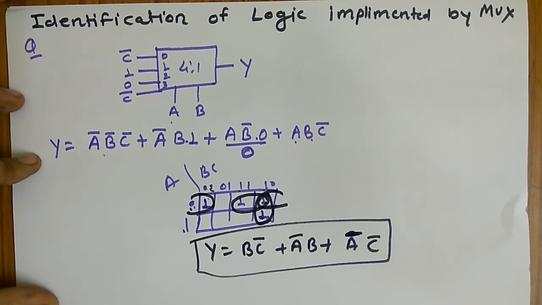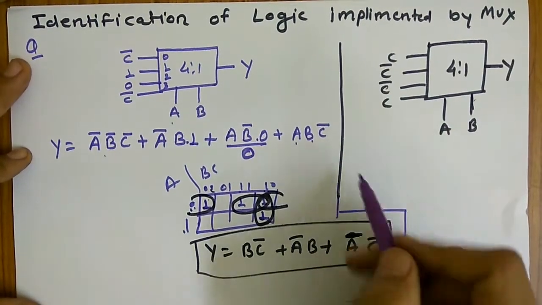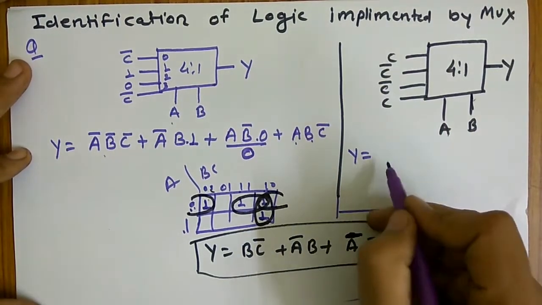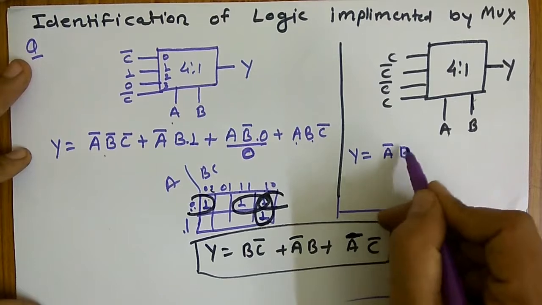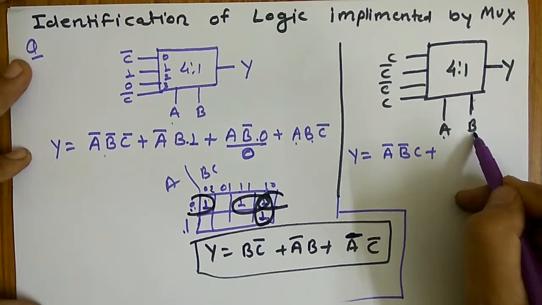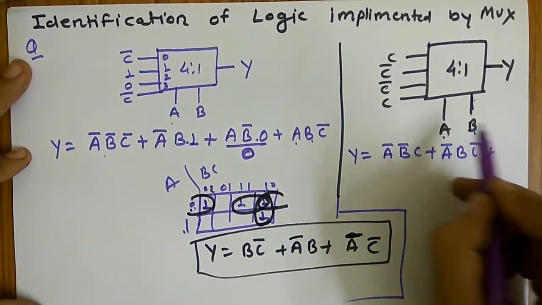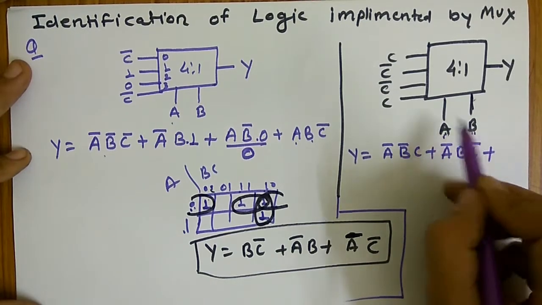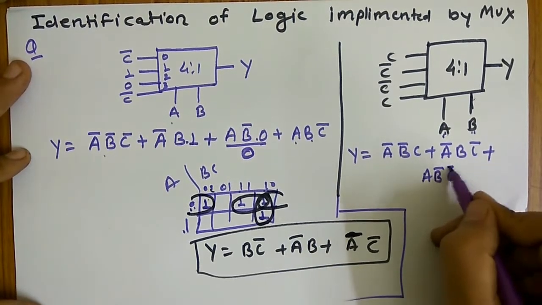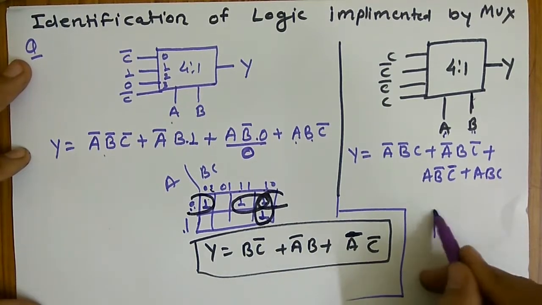We will take another example. So guys, this is another example. So how will we write the expression? Y is equal to a bar b bar into c, plus 0 1 0 means a bar b into c bar, plus 1 0 0 a b bar c bar, plus a b c. So implement using kmap.